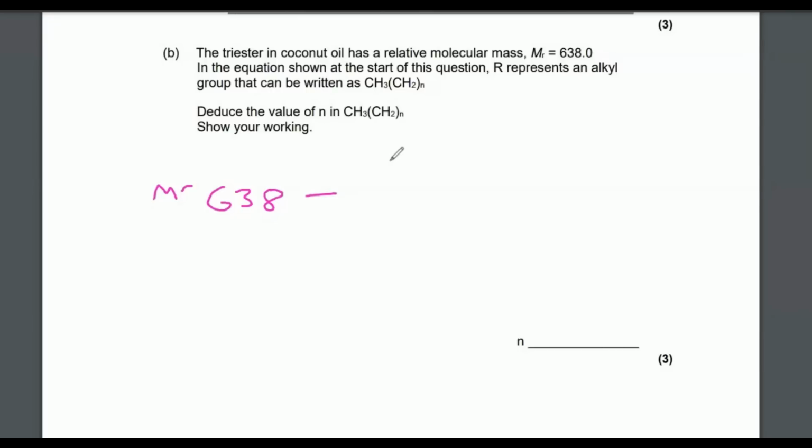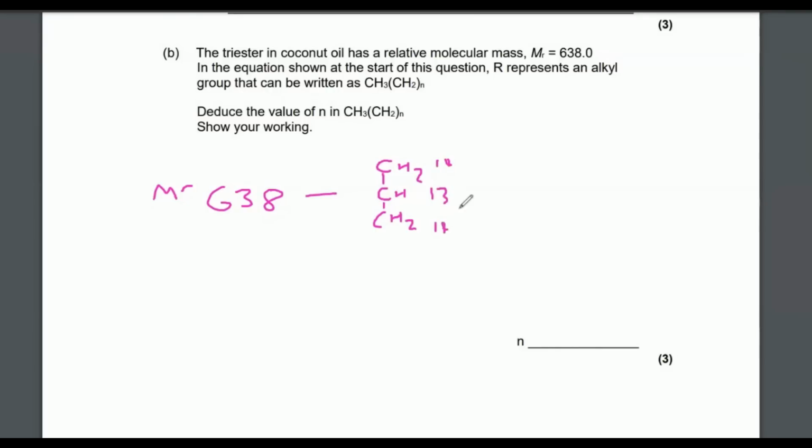So let's have a little go. First of all, I want to take my 638 and I need to get rid of the glycerol component here, the CH2, CH2. I need to get rid of that. So let's add that up. So that's 18.